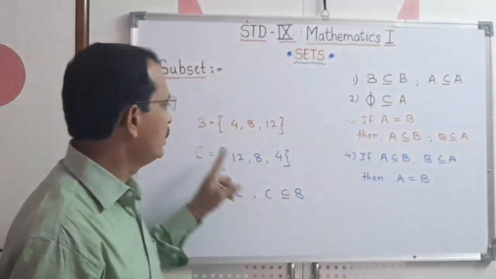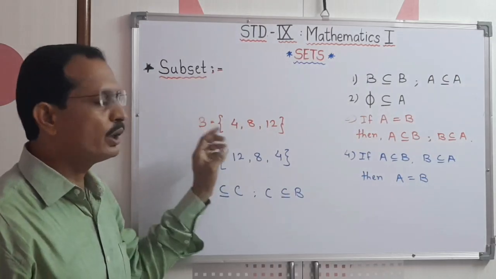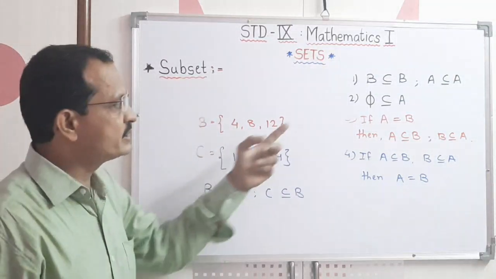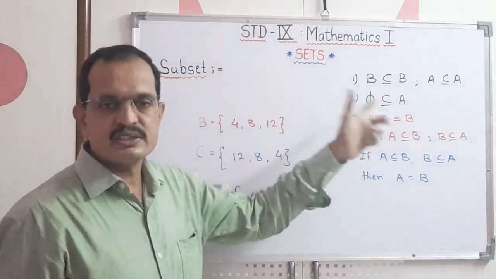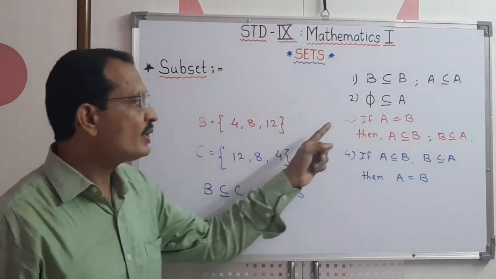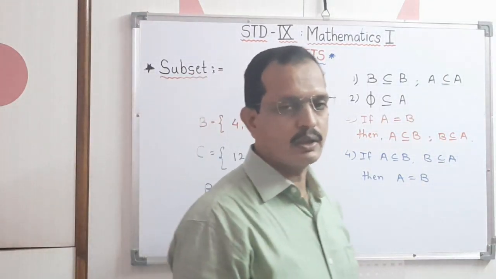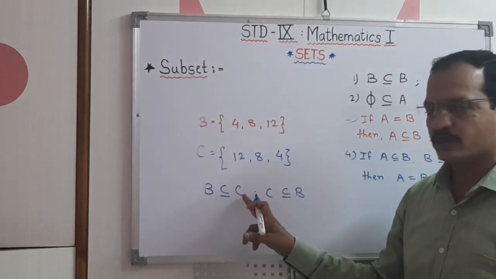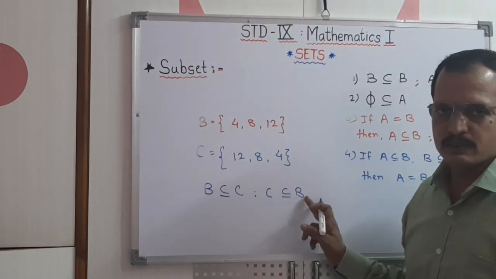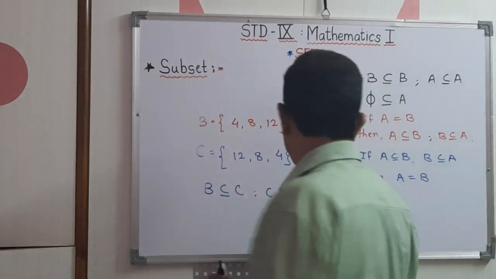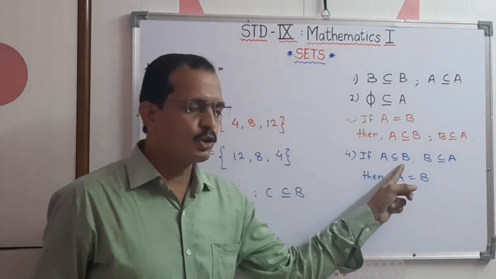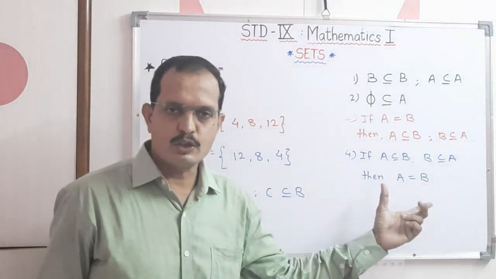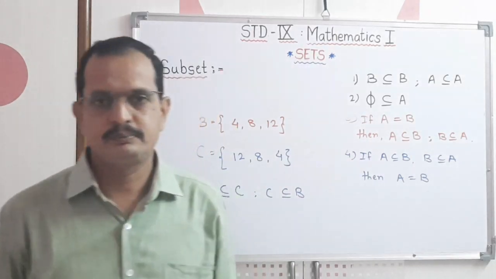Suppose set B is given and we have to write a subset of B. Then we can write empty set. Empty set is a subset of A. That means empty set is a subset of any set. Third property is about equal sets. If two sets are equal, then we say that B is a subset of C, and same way C is a subset of B. And if A is a subset of B and B is a subset of A, then both sets are said to be equal sets.